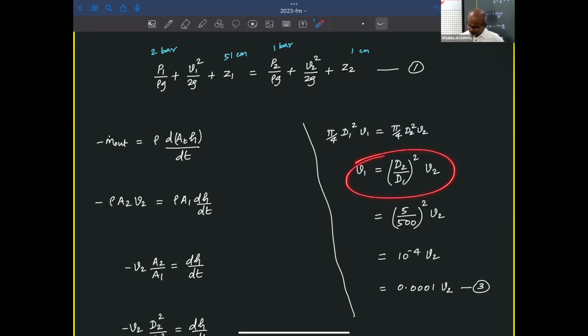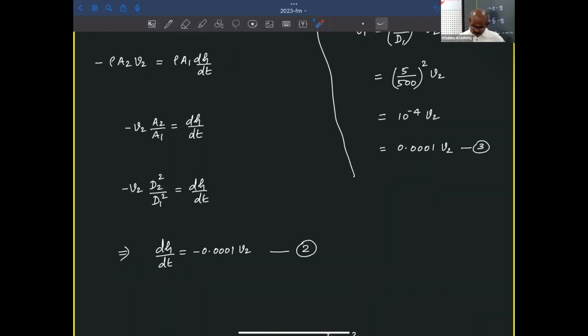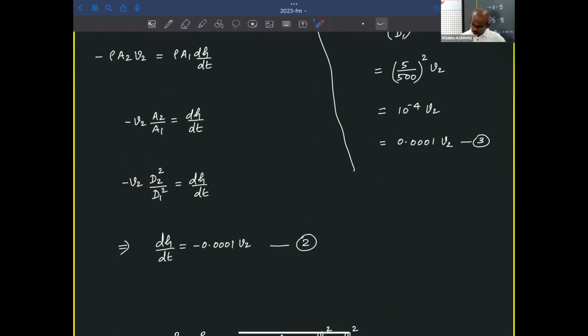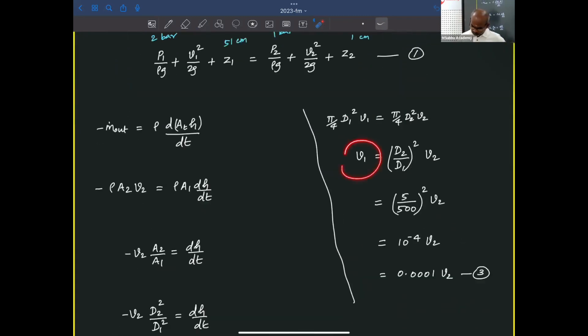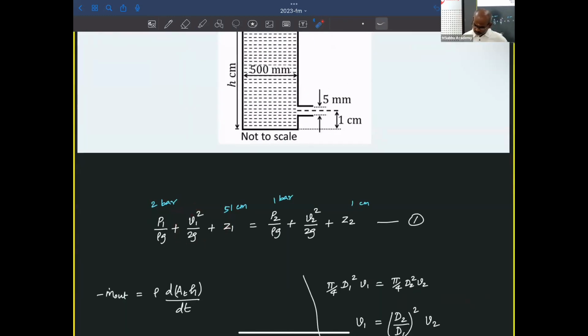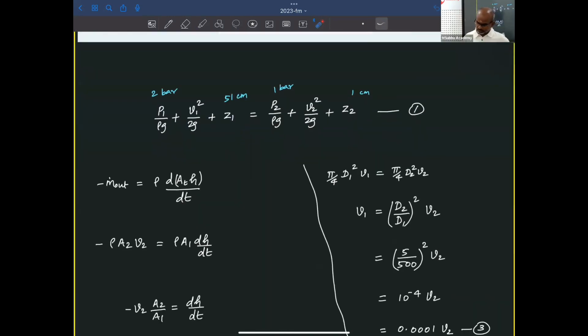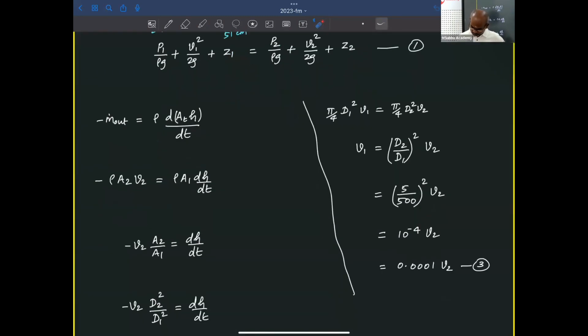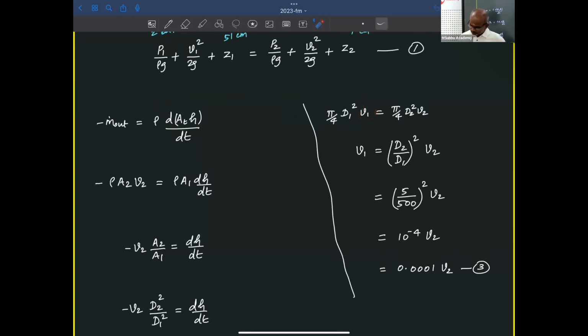So from which we have this V1 written in terms of V2. V1 and V2 are related by this: V1 is 10 power minus 4 into V2. But what is needed here is V2 alone. So you have to use this V1 in this equation. Of course, we can even ignore this V1 term completely, but still, to check whether it is ignorable, I'm relating this V1 in terms of V2. So V1 is coming to be a very low value, 10 power minus 4 of V2.